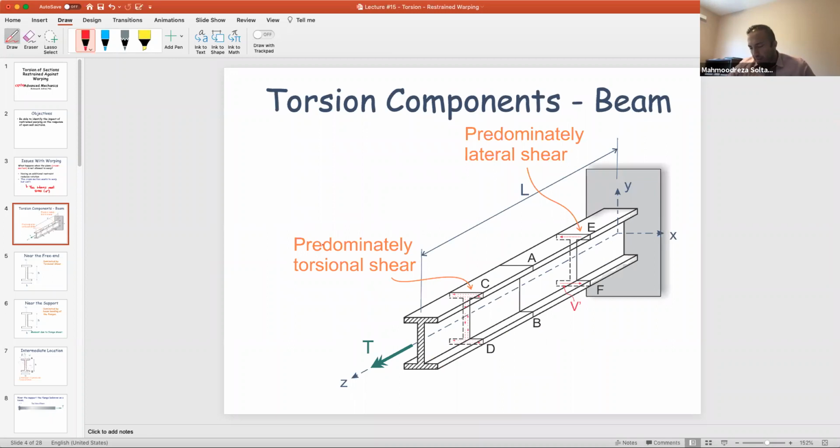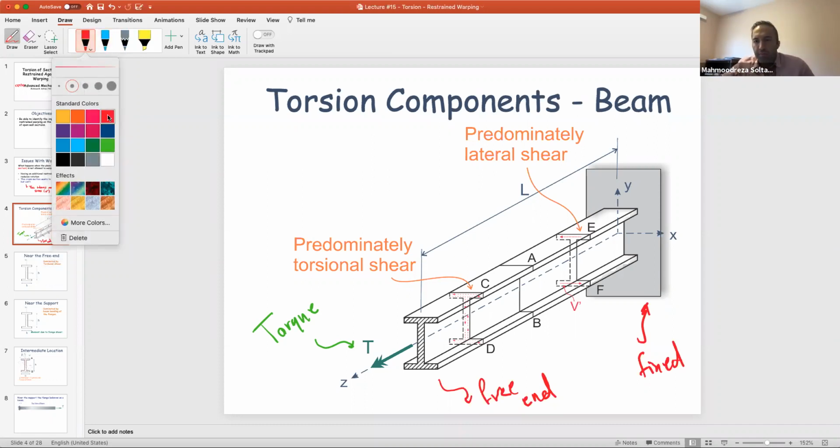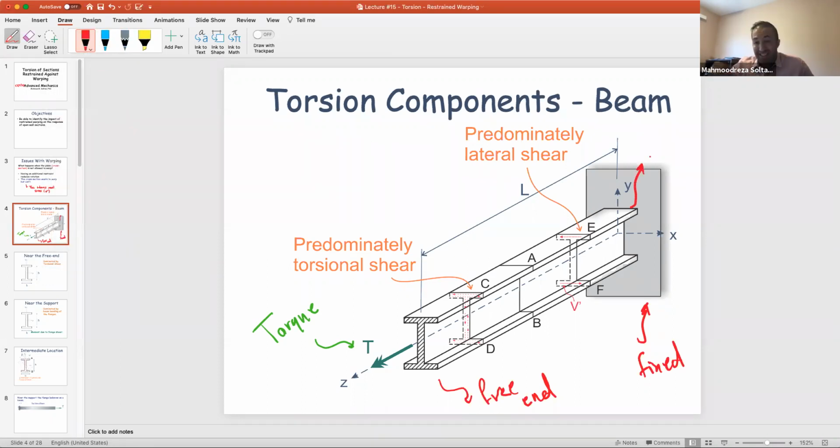Okay. So look at the system. This system is fixed at one end. Here is fixed. This end is the free end. So if you have this system, let's see what's going to happen. We are having a torque applied here at the end. So before going to this writing, let me tell you that this portion on this plane, since it is fixed, is restrained. Restraint against warping.